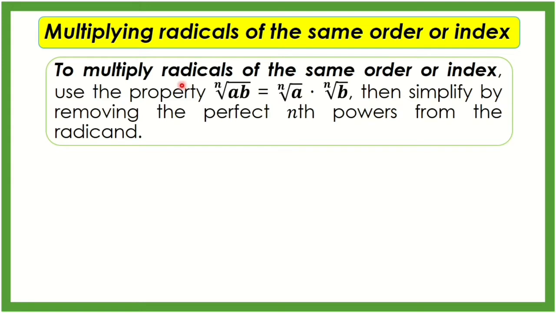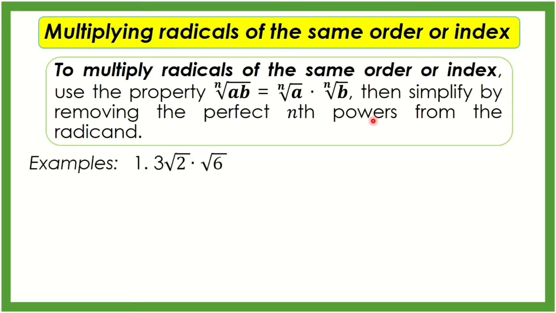Kapag magmumultiply ng radicals na parehas ang order or index, gagamitin natin ang property na nth root of A times B equals nth root of A times nth root of B. Then, isi-simplify natin by removing the perfect nth powers from the radicand.